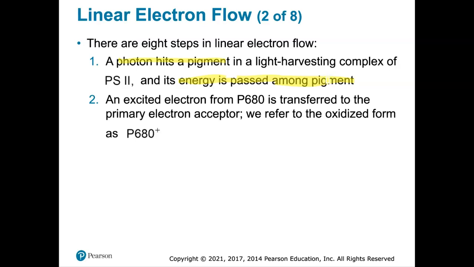Then, in step 2, because the last place that electron will arrive is at a pigment called chlorophyll A, special chlorophyll A molecules, which are going to excite the electron. So the excited electron from photosystem 2, or P680, is transferred to the primary electron acceptor.